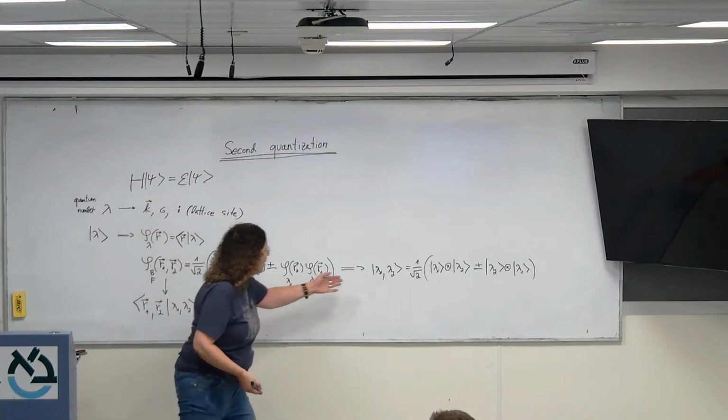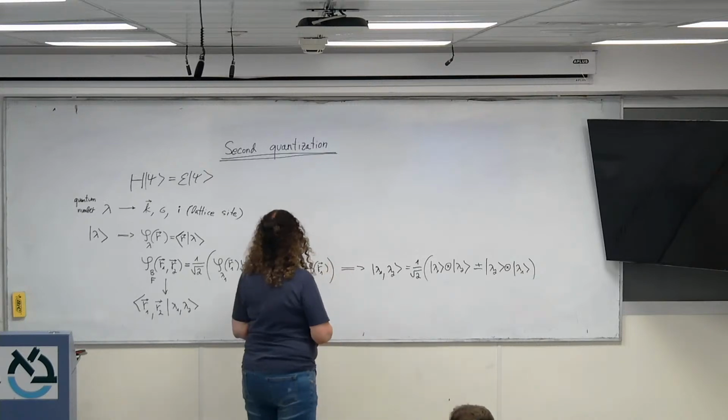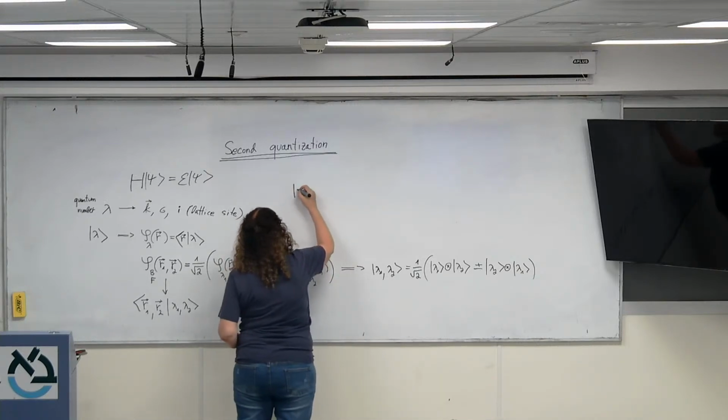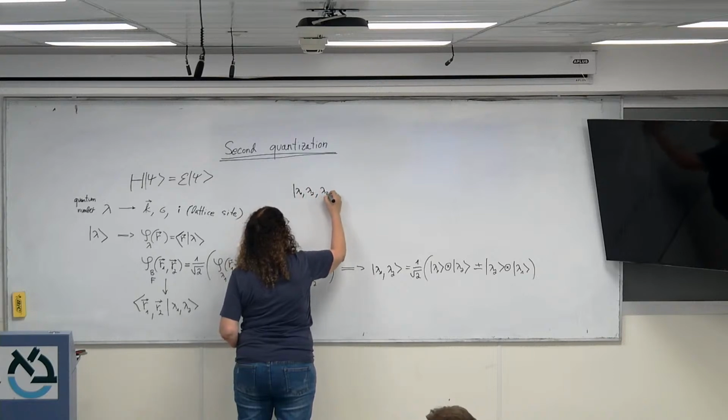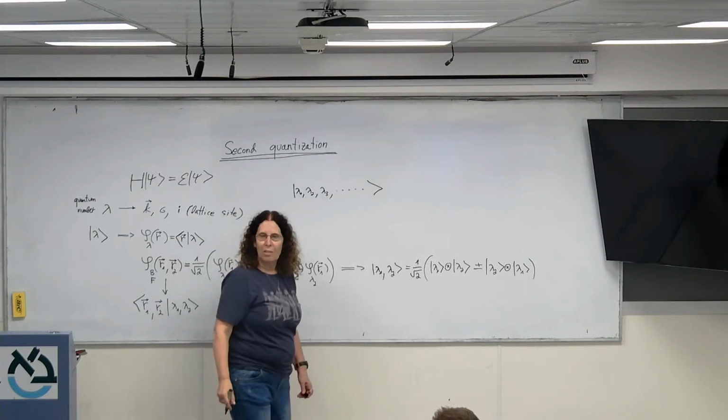Now, what happens if I go to more than two particles? Let me generalize this expression. How will the state look? If I have a state lambda 1, lambda 2, lambda 3, and so on, here I have n particles.